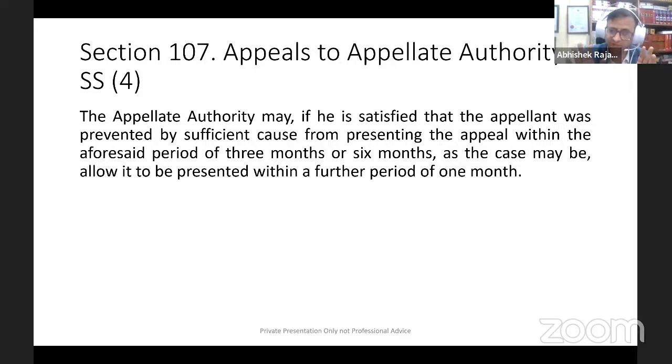So this 1 month, it's my humble advice to everyone, never think that you have 4 months to file an appeal. No, you have only 3 months. 1 month is a grace period which is always subject to many terms and conditions. You need to prove that there were genuine reasons why you were not able to file your appeal within 3 months. If you are not able to prove why you were not able to file, then this 1 month will not be condoned. So it is always subjective.